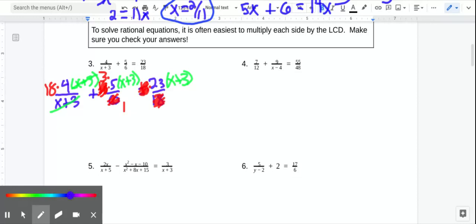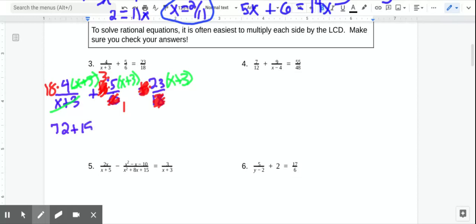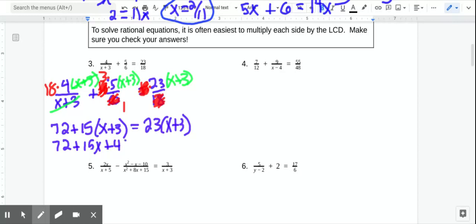Okay, so let's rewrite what we have. In the first fraction, we have 18 times 4, which is going to be 72. Plus, we have 3 times 5, so 15, and then x plus 3. And our last one, we have 23, x plus 3. And now this is a pretty straightforward problem. We're going to distribute and continue solving this. I'm going to combine my like terms here. That's going to give me, I think, 117.